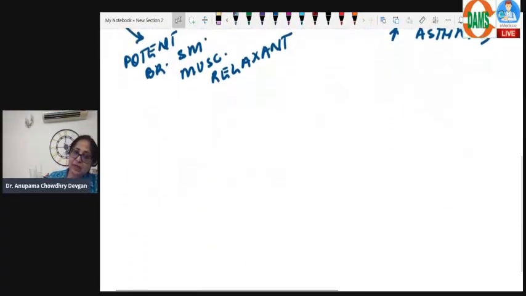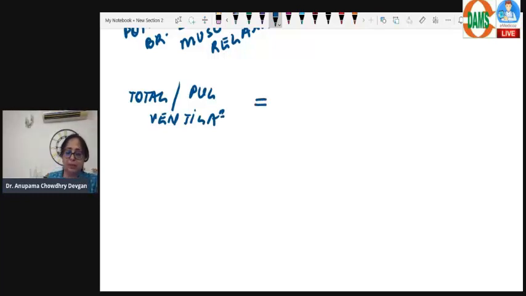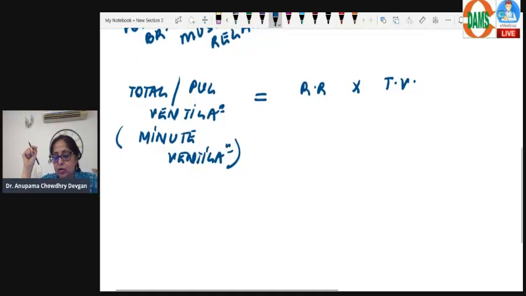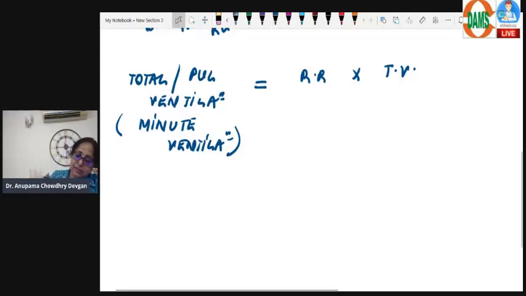The next important point, some important formulae. What do you understand by total or pulmonary ventilation? Total or pulmonary ventilation is respiratory rate into the tidal volume. This is also sometimes called the minute ventilation.